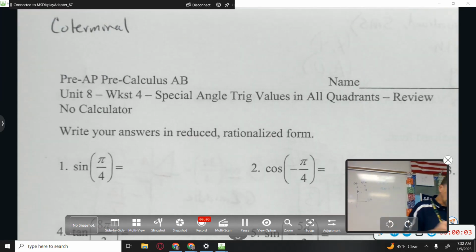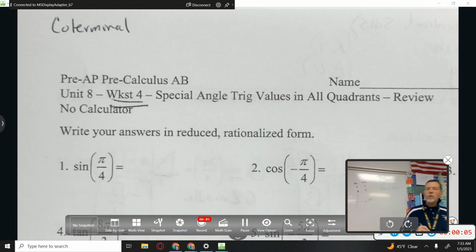So unit circle, day 4. It's a weird count since we started last semester. But coterminal, that's the main thing for today. Do you remember how to find coterminal angles?